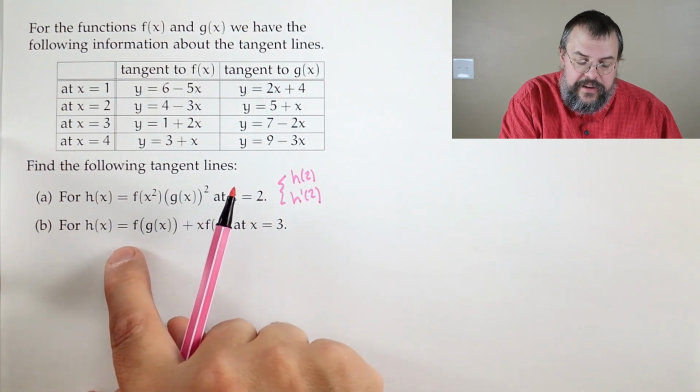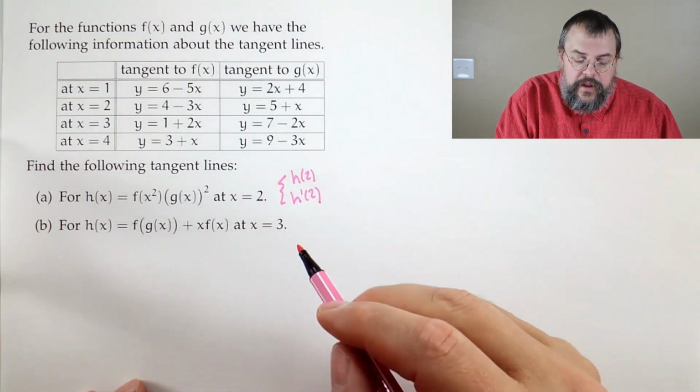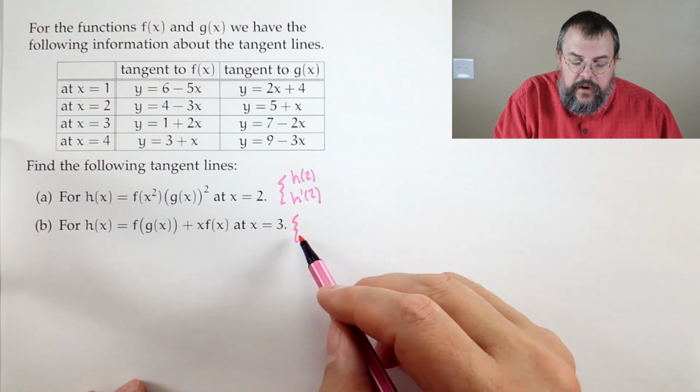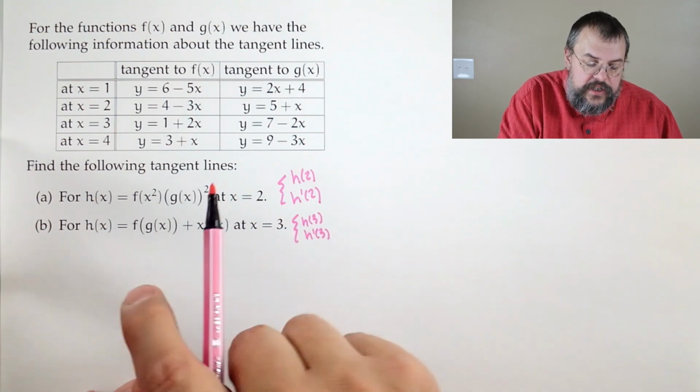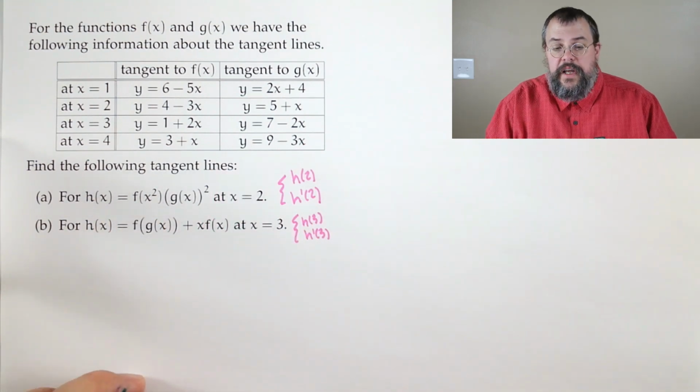Now in part B, it's a different function. It's a different h of x. And here's a different point. So for that h of x, we're after h of 3 and h prime of 3. But again, these h's are different depending upon whether we're doing part A or part B.